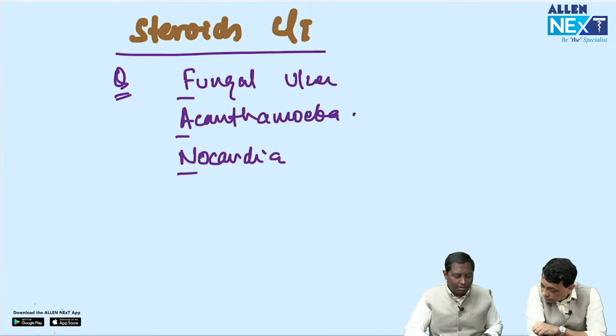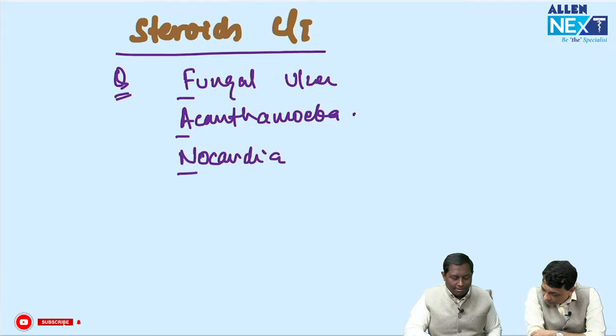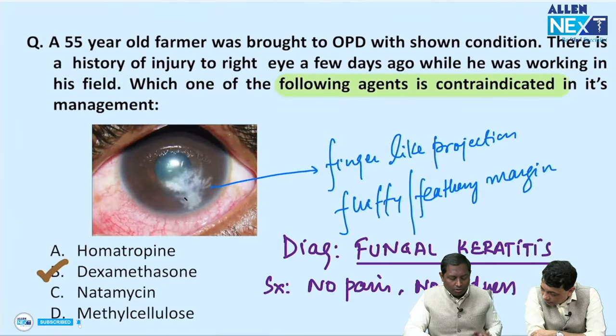I immediately made a mnemonic as well: FAN. That is fungal ulcer, acanthamoeba and nocardia. Absolutely. These are the three important areas where steroids should usually be contraindicated.